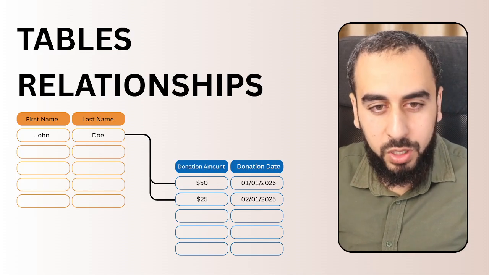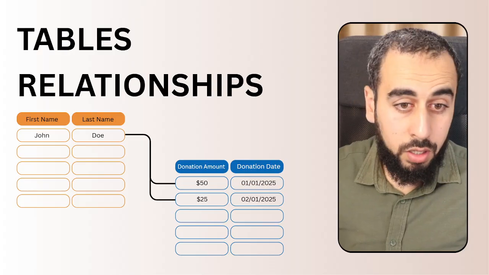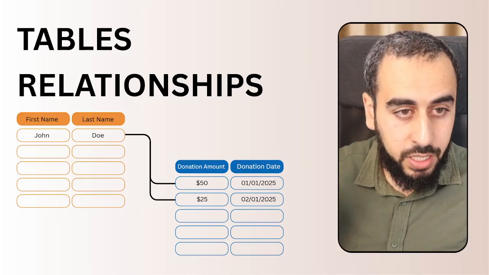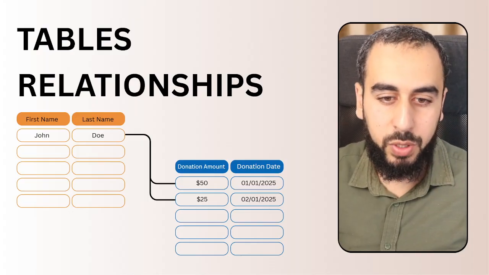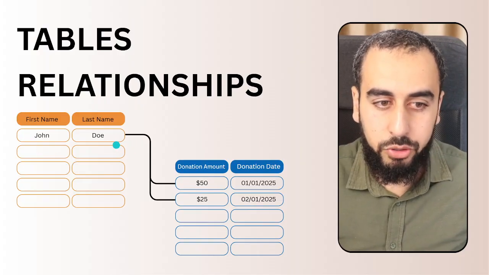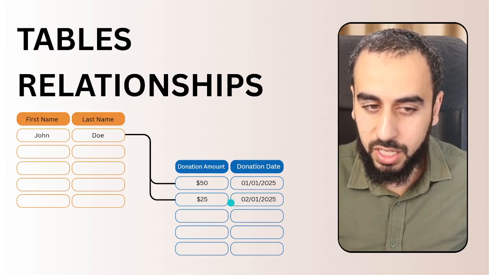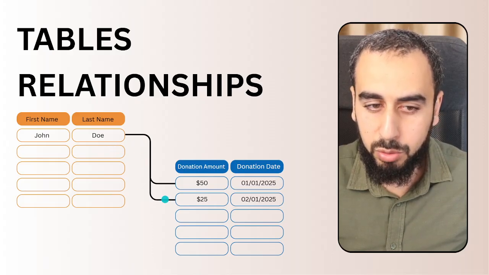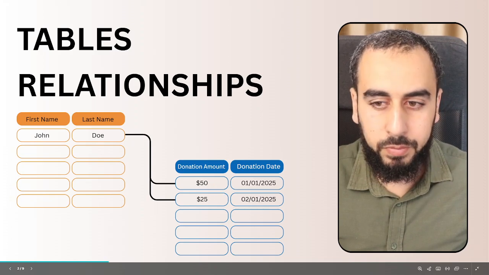When we start working on our first Excel sheet for our nonprofit, there are two things that we need figured out. The first thing is the tables, and then the second thing is the relationships between these tables. An example here is we have one constituent, John Doe, and then we have two donations in the donations table. So these are the tables now. And then this is the relationships between these two tables. We're saying John Doe made two donations.